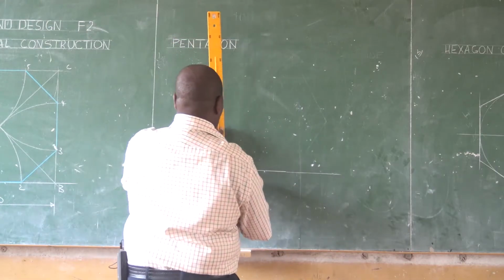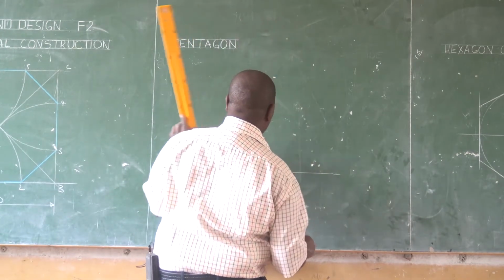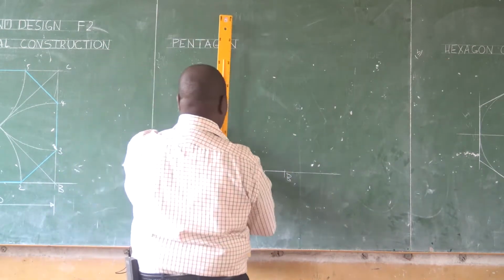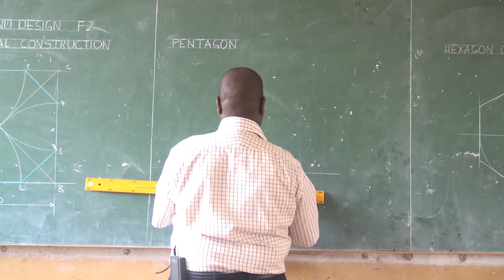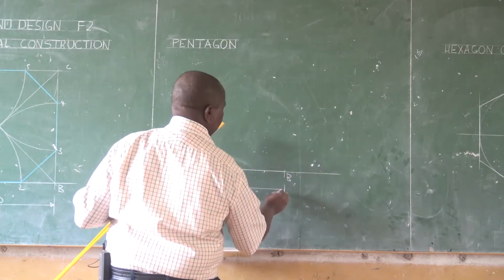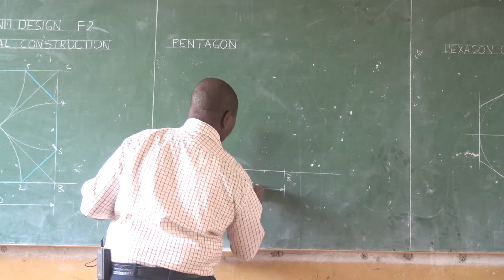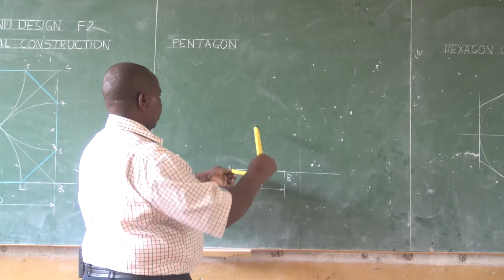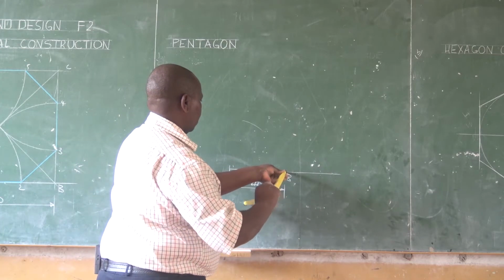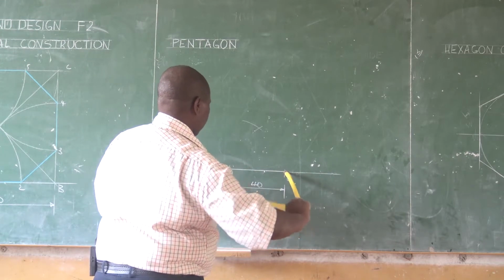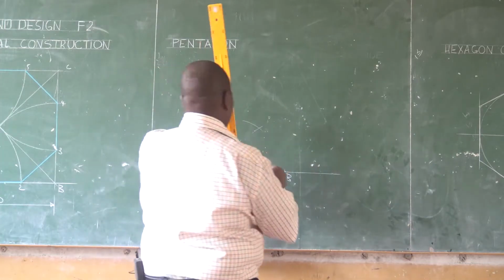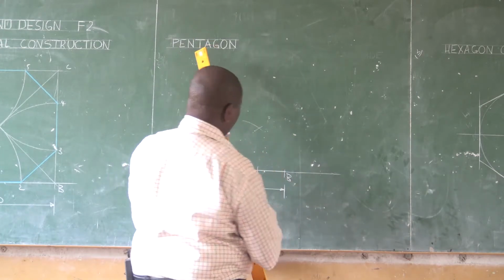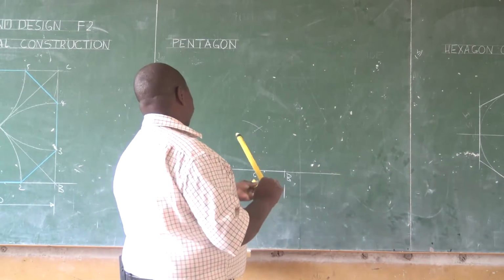Now, let's use the first method. We are given a side of the pentagon, AB, and the length of that side is 30 millimeters. Let's use a huge one. Let's use 40 millimeters. The key, what we are required to do is bisect that 40 millimeters. You are required to trace a point C here, which is half the length of AB.